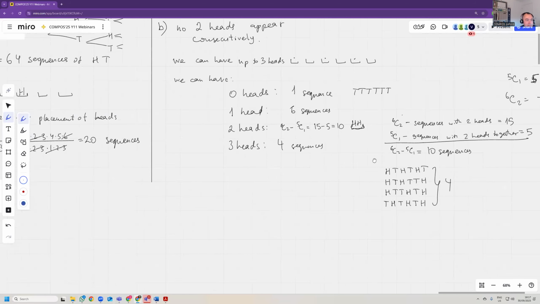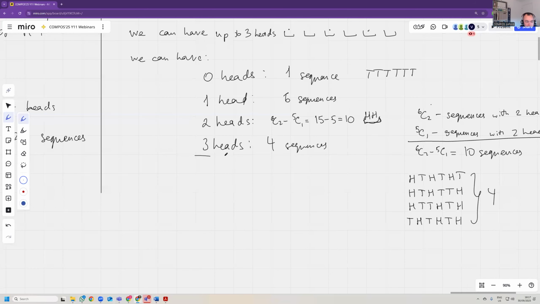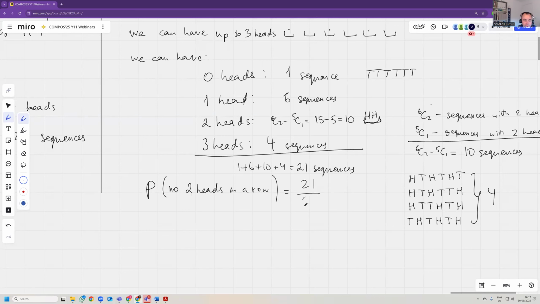So that means in total, there are 1 plus 6 plus 10 plus 4, which is 21 sequences. And the probability of no 2 heads in a row is 21 out of 64. And that's the answer. Great.